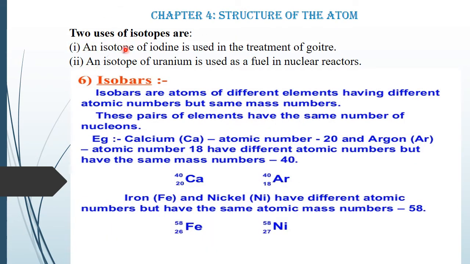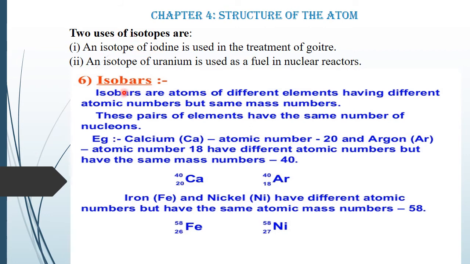Next, 2 uses of isotopes. An isotope of iodine is used for the treatment of goiter. I hope you have learned this in biology. The next is that an isotope of uranium is used as fuel in nuclear reactors. So you understood what an isotope is.